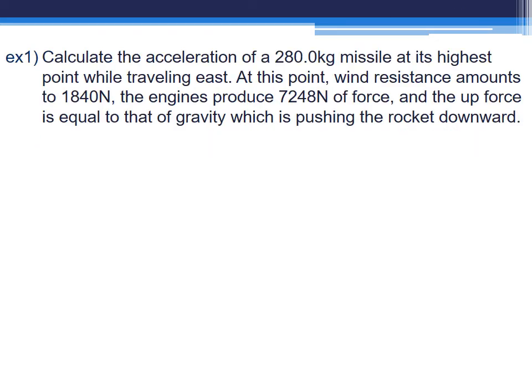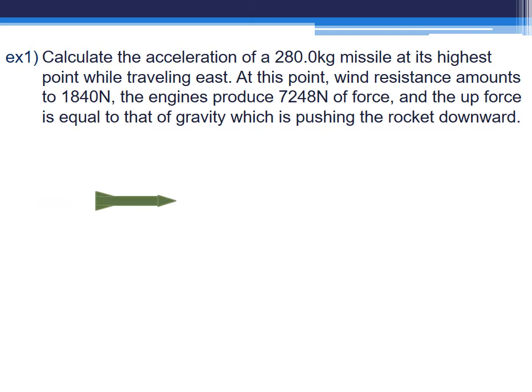Example 1. Calculate the acceleration of a 280 kilogram missile at its highest point while traveling east. At this point, wind resistance amounts to 1,840 newtons, the engines produce 7,248 newtons of force, and the up force is equal to that of gravity, which is pushing the rocket downward. So we have a rocket that is traveling to the east.